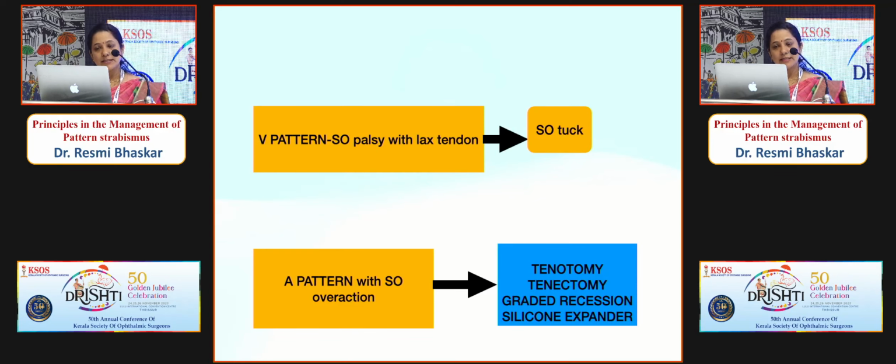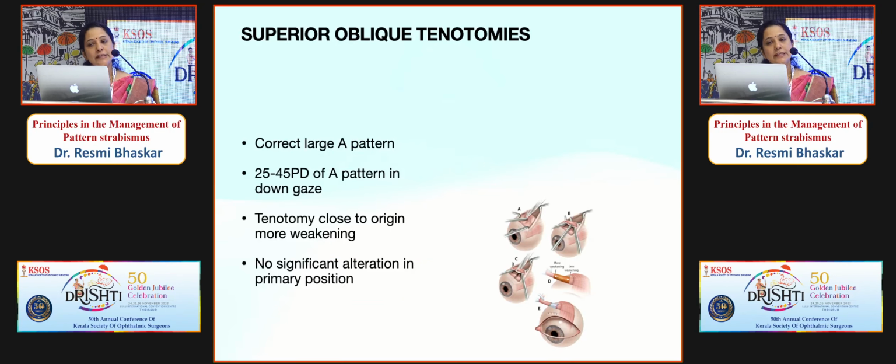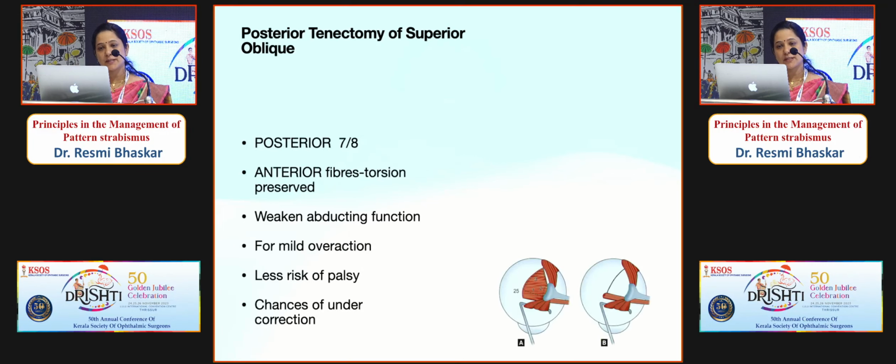Two types of surgery are there for the V pattern. In case of superior oblique palsy, you can do a superior oblique tuck, and in A pattern with superior oblique overaction, you do weakening procedures. Superior oblique tenotomies you do in case of A pattern will correct the large A patterns. Around 25 to 45 prism diopters are corrected, and tenotomy close to the origin will have more weakening effect, and there is no significant alteration in the primary position.